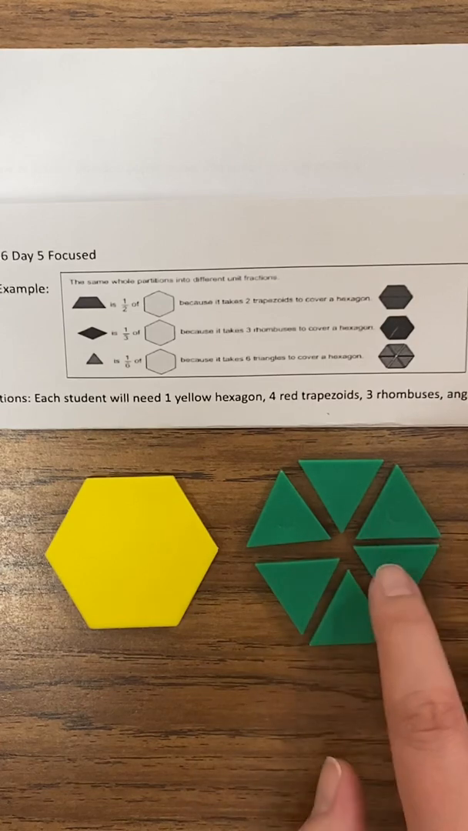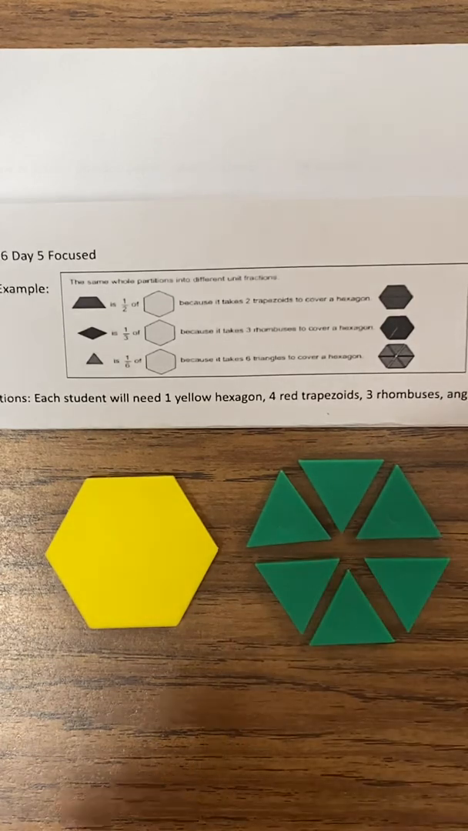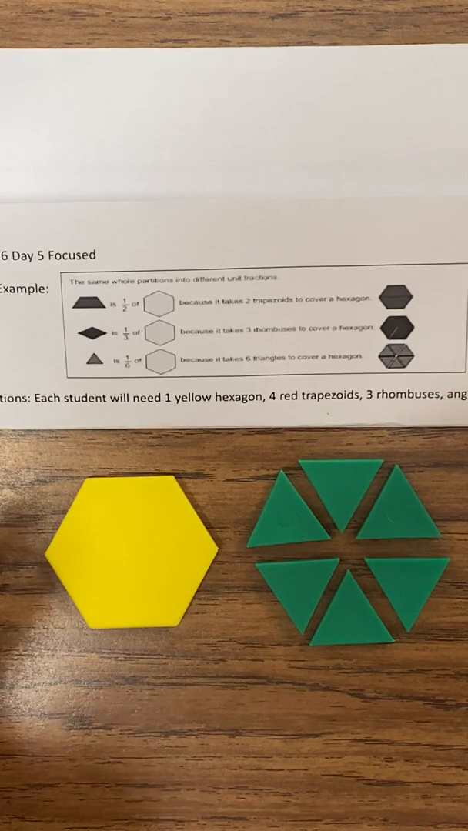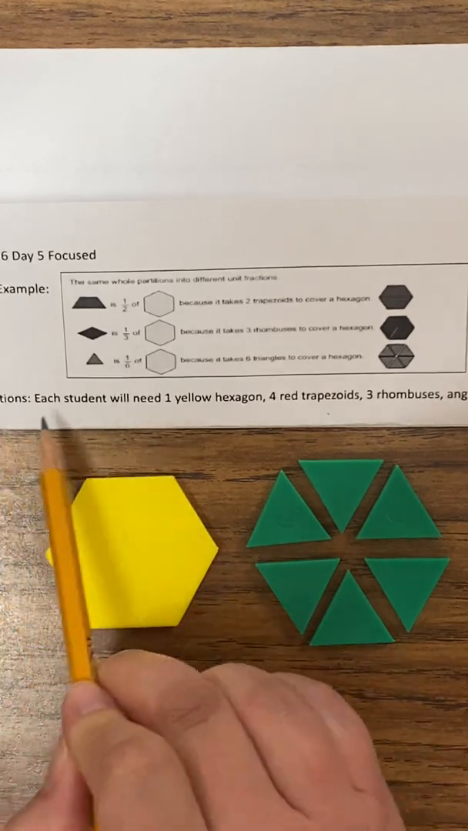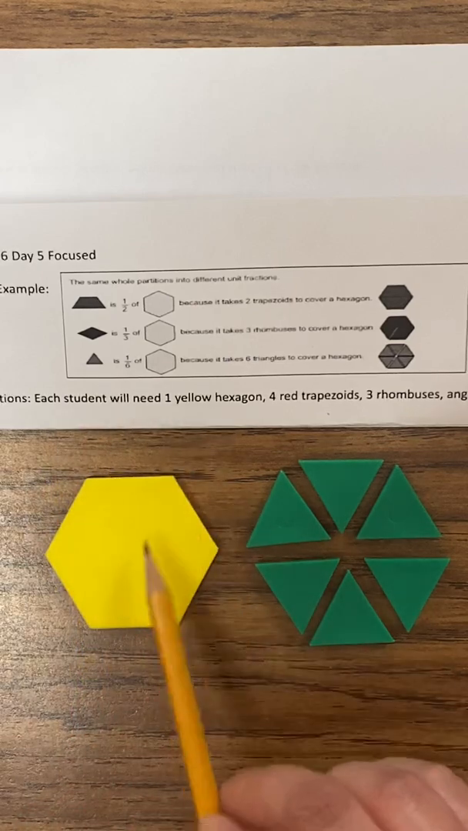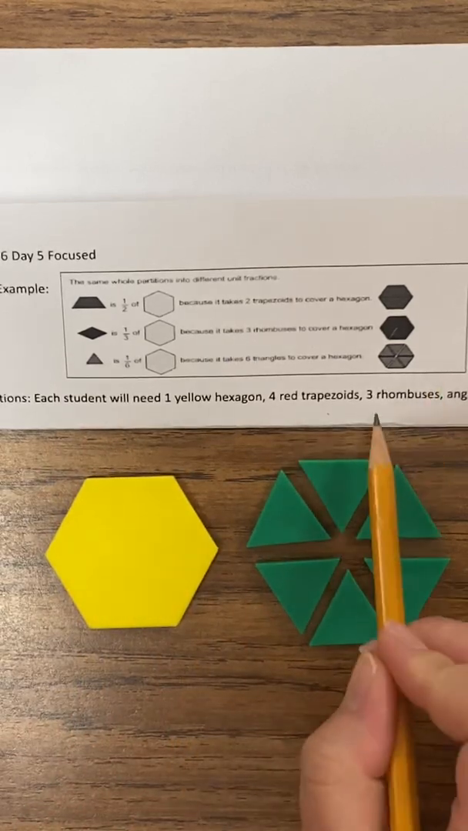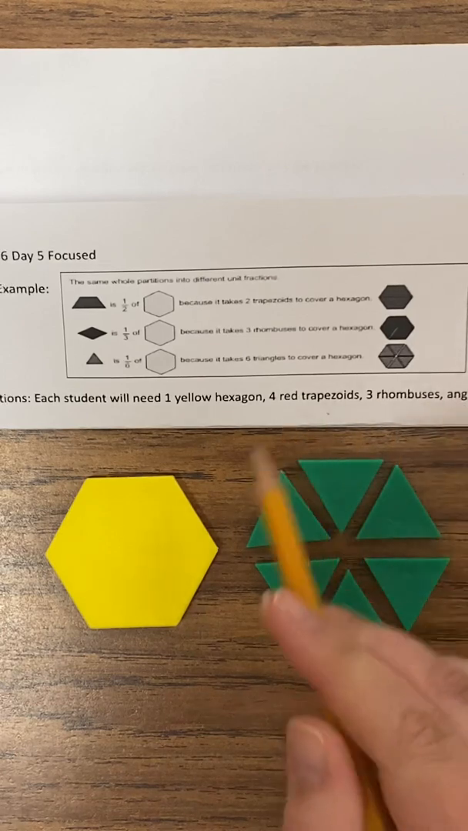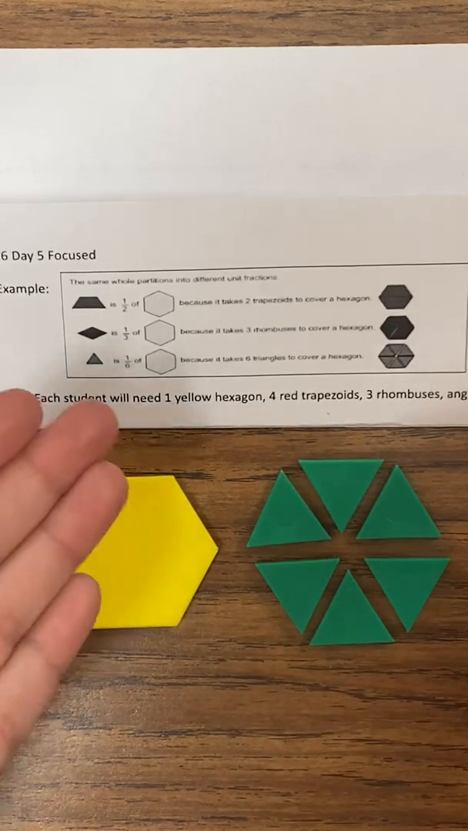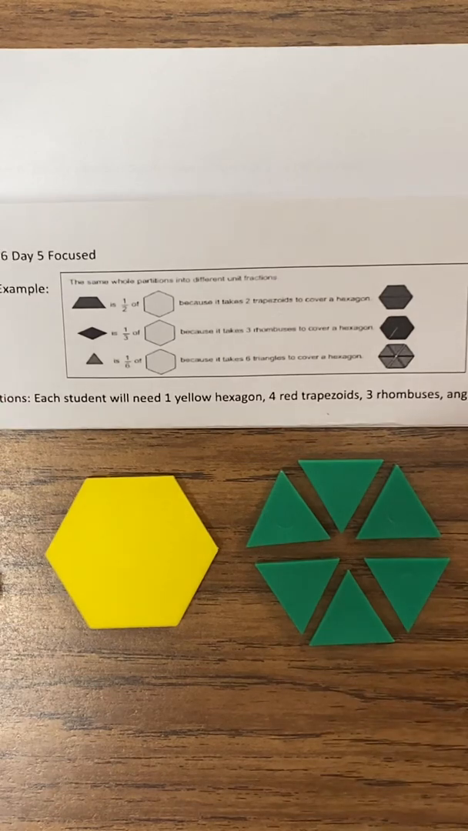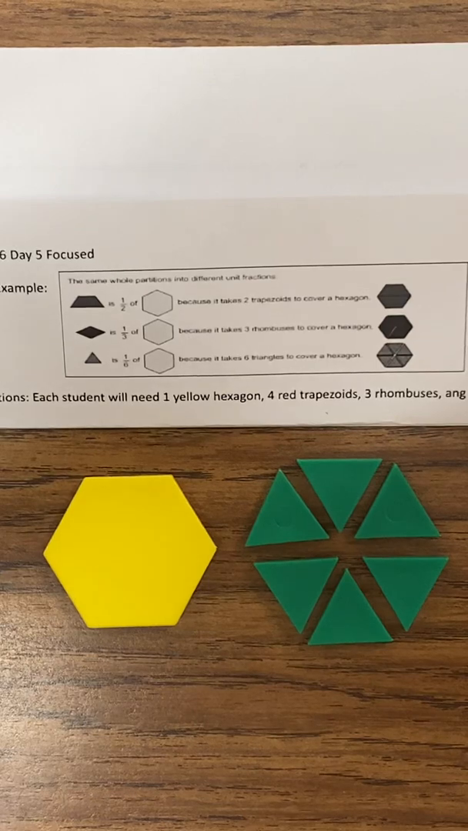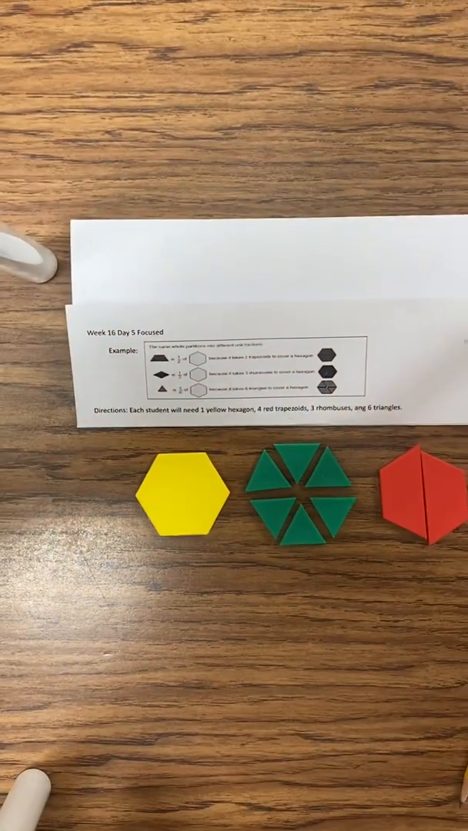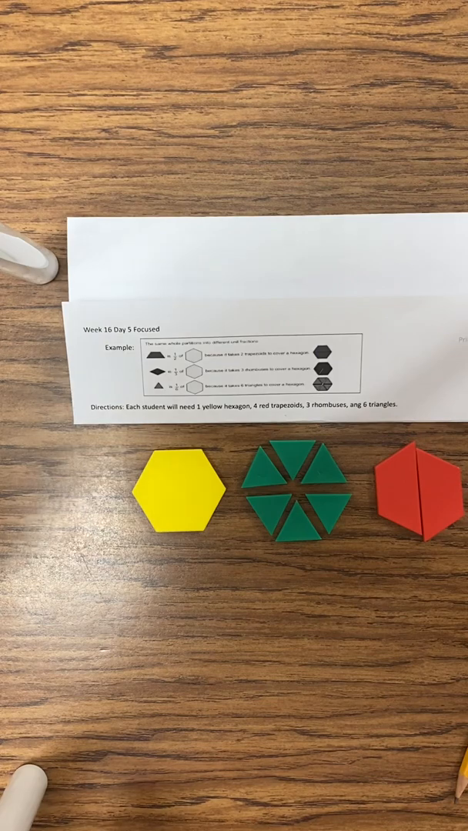So boys and girls, this is just another visual to help you understand how fractions work. Okay? So now, the direction says each student will need 1 yellow hexagon, 4 red trapezoids, 3 rhombuses, and 6 triangles. I know that most of you don't have this at home, and that is okay. So you guys are just going to visually watch what I have, okay? If you don't have it, that is okay. You're just going to be watching the video and following along with me, okay?